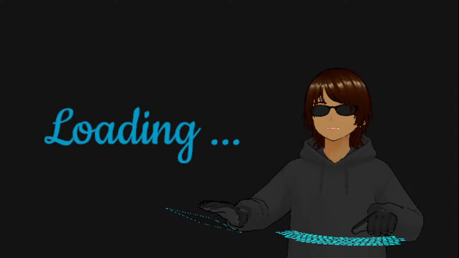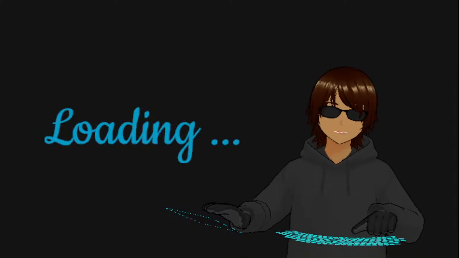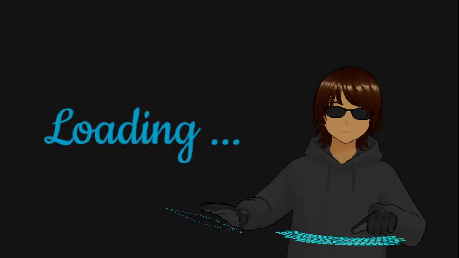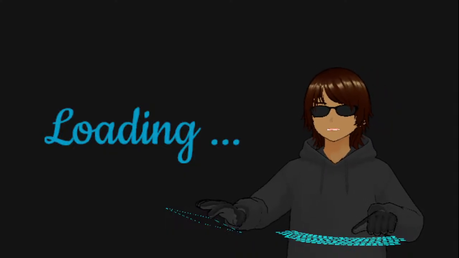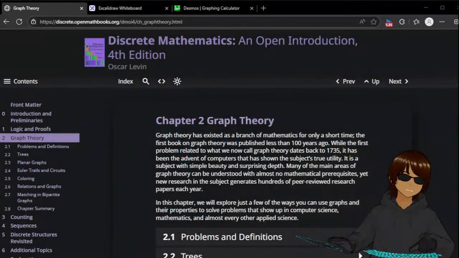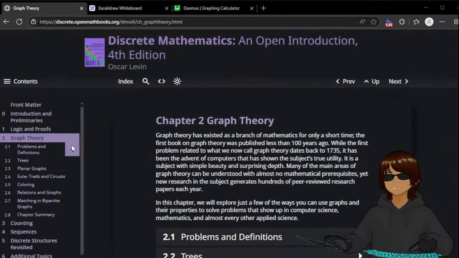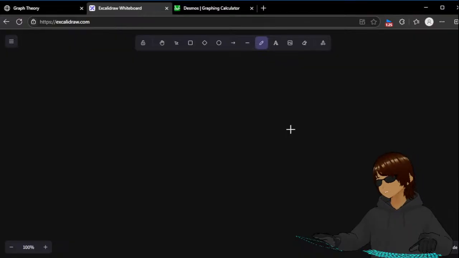So I'm going to be reading the discrete math book again. I'm just going to be reading the next chapter from where I left off last time. So last time I was reading about graph theory. Well, I just started on graph theory. They define what graph theory is from what I remember.